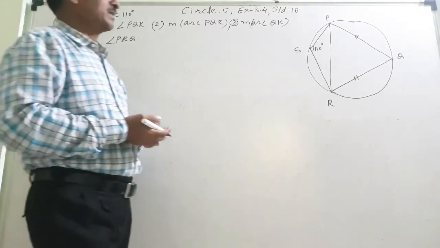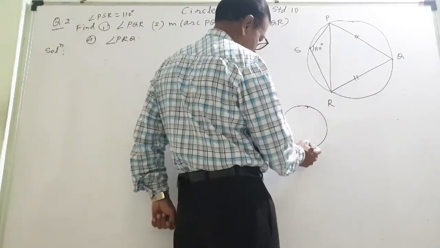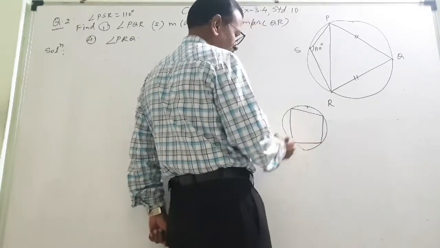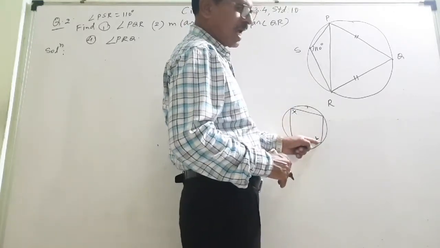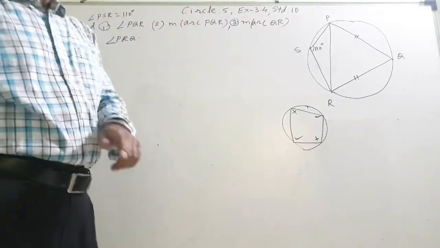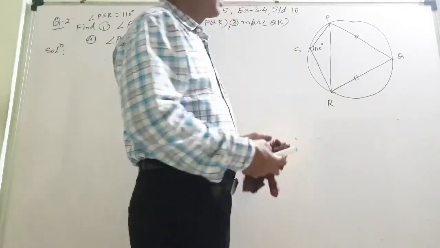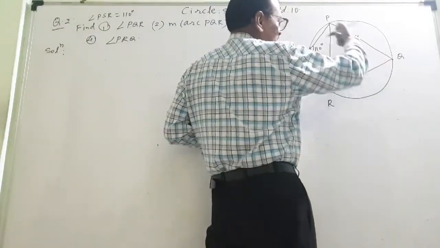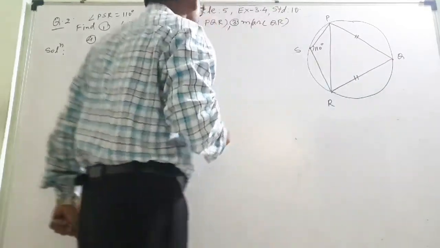Angle PQR, this angle I want. We have seen the property of the cyclic quadrilateral like this. If it is a cyclic quadrilateral, this plus this is equal to 180 degrees. The opposite angles are supplementary. In 3.1 I have solved one example and told you this. Now this is 110, so this and this are the opposite angles of a cyclic quadrilateral. So this will be 70 degrees because the sum of them will be 180 degrees.